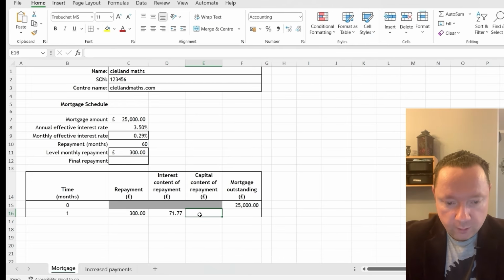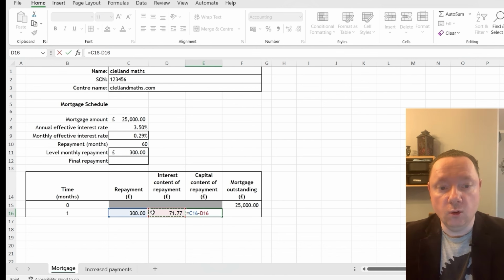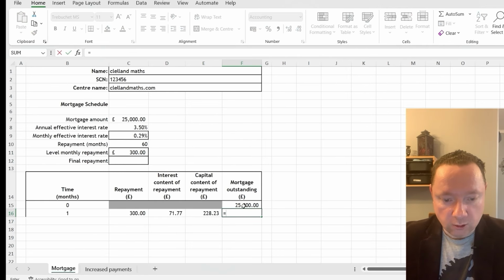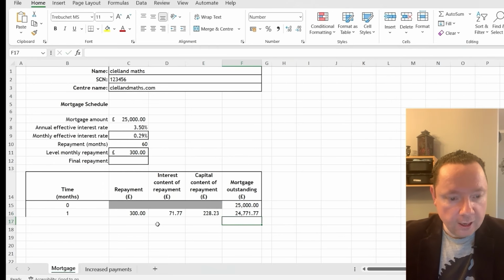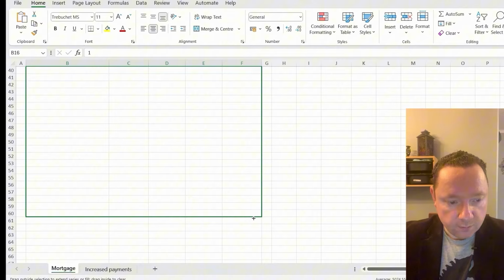Capital content of repayment, well, that's just repayment minus interest. They're in the boxes, so no dollars. And mortgage outstanding just equals mortgage outstanding minus capital. And how many payments? 60. So now we can just copy that down for 60 months.